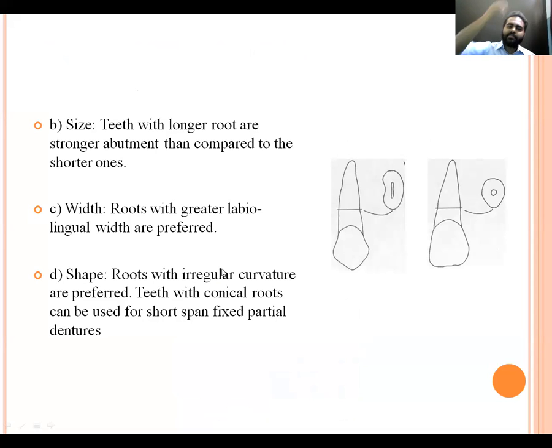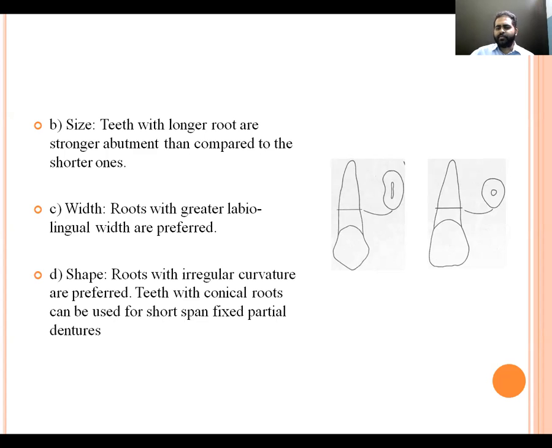So the next is the size of the teeth, which is quite important for the selection of abutment. The teeth should have a longer root present. If the roots of the tooth are longer, then it will have a stronger abutment, which will be better than a shorter tooth. The length of the root, the size of the root, is very useful for the selection of abutment.